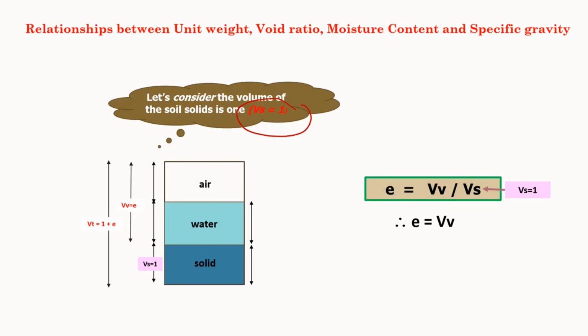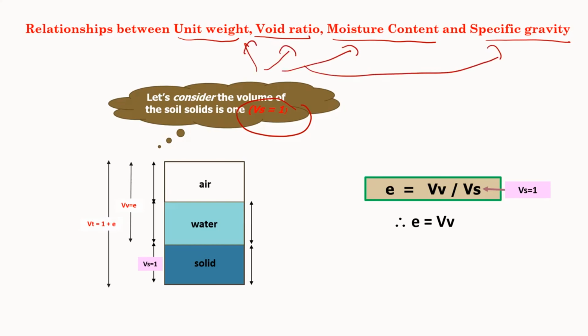So what we are going to do now is, based on the relationship between unit weight, void ratio, moisture content, and also specific gravity, we want to get the equations that may relate to all of them, to all the index parameters in geotechnical engineering. But now we are focusing on each of the elements, each element based on its volume and also weight, or we consider it as mass.